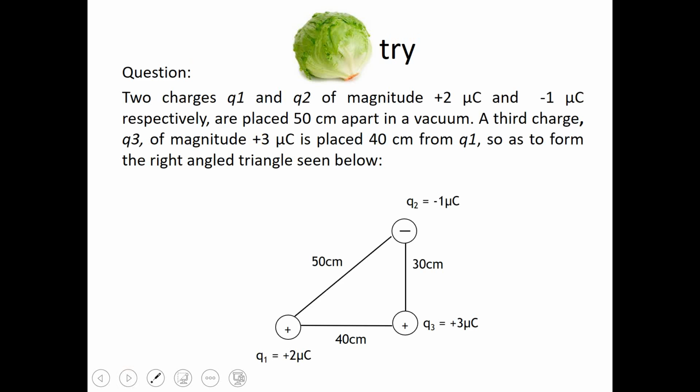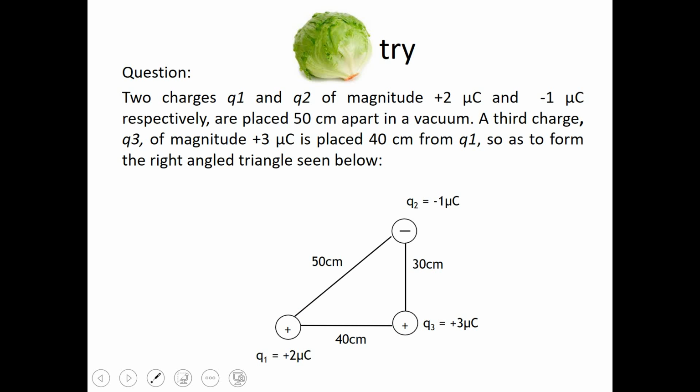Now, here's another example. Let us try. The 2 charges Q1 and Q2 of magnitude +2 microcoulombs and -1 microcoulombs respectively are placed 50 centimeters apart in a vacuum. So Q2 and Q1 are here and here, and there's one and there's the other. Now that's a positive and that's a negative, so that's going to be an attractive force. A third charge, Q3, of magnitude +3 microcoulombs, is placed 40 centimeters from Q1, which is this side of the triangle here, so as to form a right angle triangle, as we see.